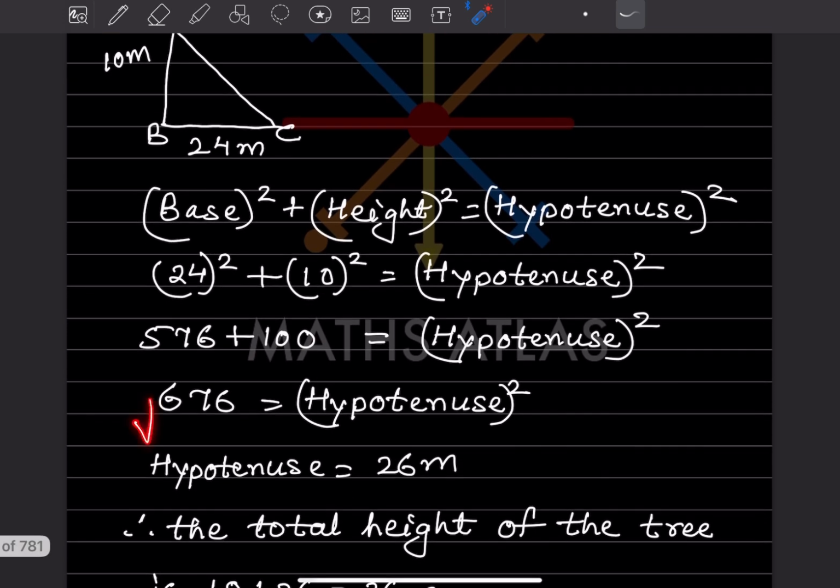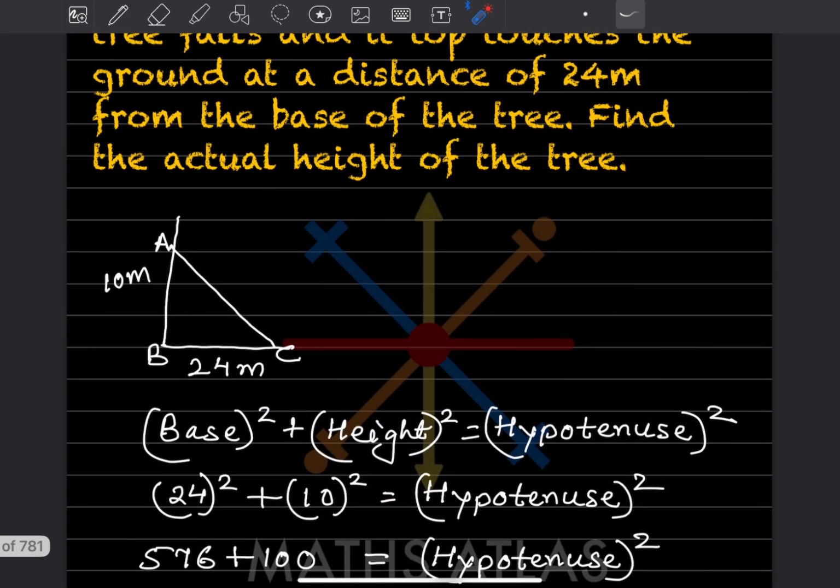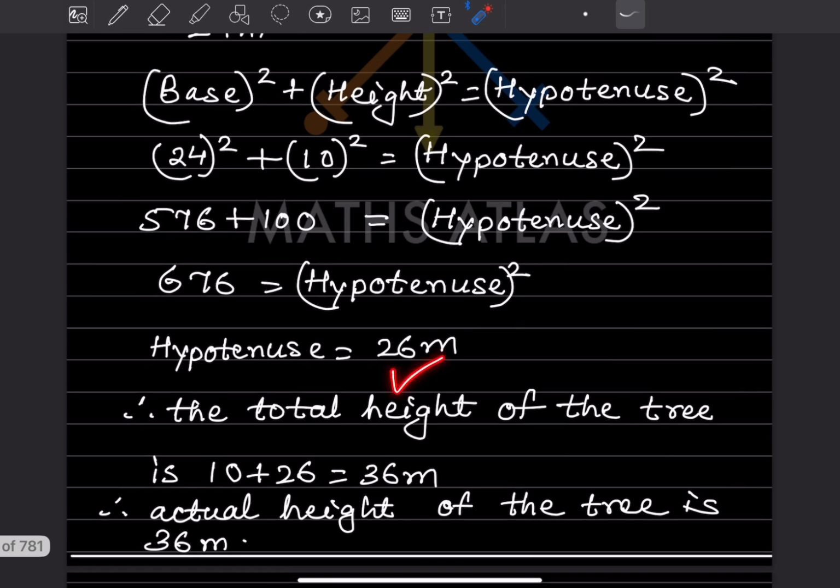So when you take the square root of both sides, this will be 26 into 26. This is a perfect square. So the hypotenuse is 26 meters. So we can say the total height of the tree will be 10 plus 26, so that is going to be 36 meters. So the actual height of the tree is 36 meters.